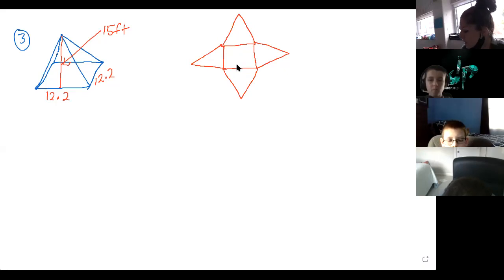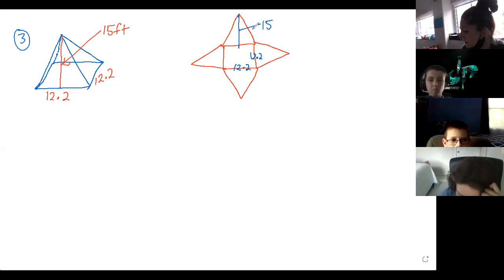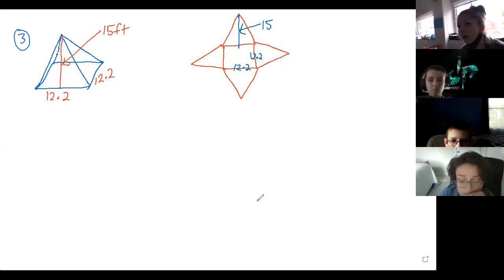Let's pull some dimensions onto it. So this is going to be 12.2. This is going to be 12.2. The height's going to be 15. And that's on all of them. You don't have to label all of them. Just label enough for you to go, okay, I can do the area of that shape. I can do the area of that shape.